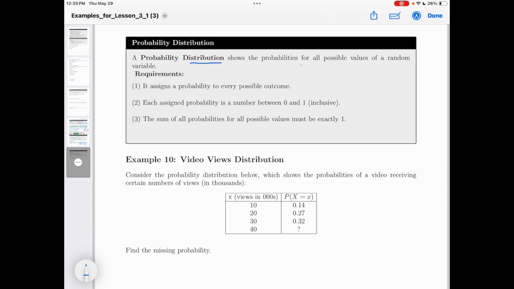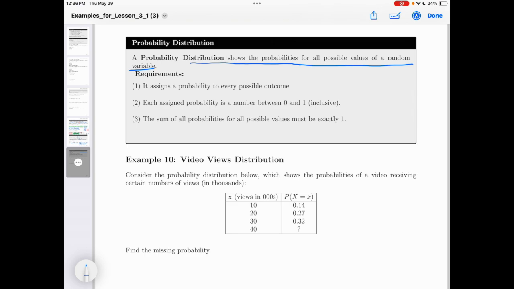So a probability distribution shows the probabilities for all possible values of a random variable. When we talk about a random variable in probability, the random variable is the values that can be taken on by all the possible outcomes. For example, if we're talking about a probability distribution of rolling a die, then the random variable x, the values that x can take on, would be 1, 2, 3, 4, 5, or 6. So x represents all the possible outcomes.